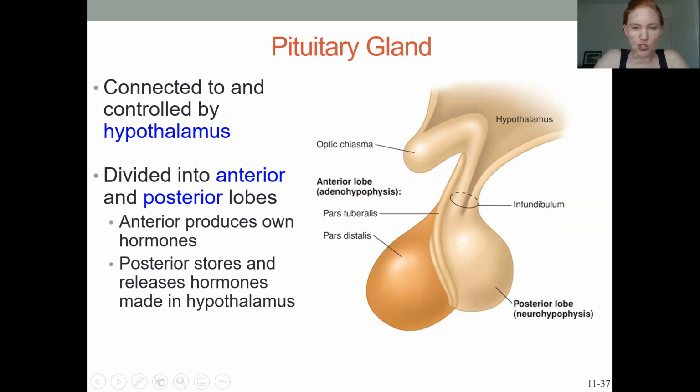One thing that is important to understand is that the anterior pituitary is controlled by the hypothalamus, but it produces and secretes its own hormones, while the posterior pituitary is just a storage area for hormones that are actually produced by the hypothalamus. The hypothalamus produces these hormones, and they're stored in the posterior pituitary until secretion. So the hypothalamus makes the ones that are secreted from the posterior pituitary.